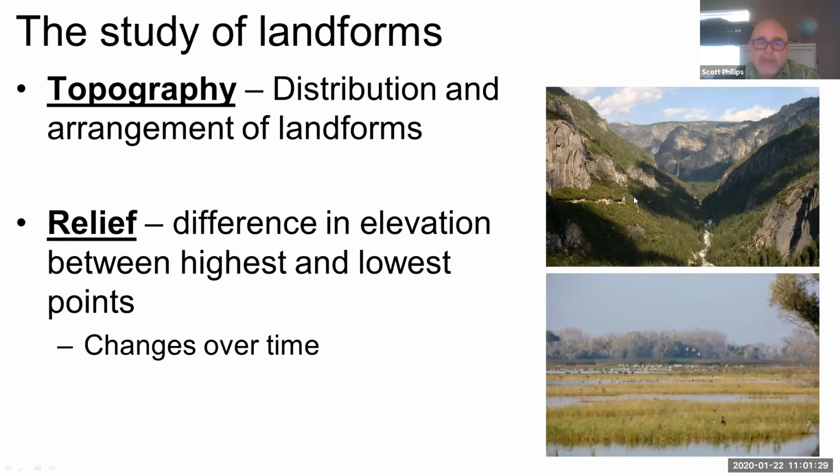So Yosemite Valley, for example, is a high relief area because there are very high places and low places relative to each other. Whereas wetlands near Los Banos are very low relief areas because there isn't very much change in elevation. So this is a way of describing the physical landscape. And so what we're interested in is how these landscapes form and what the processes are that bring them about.